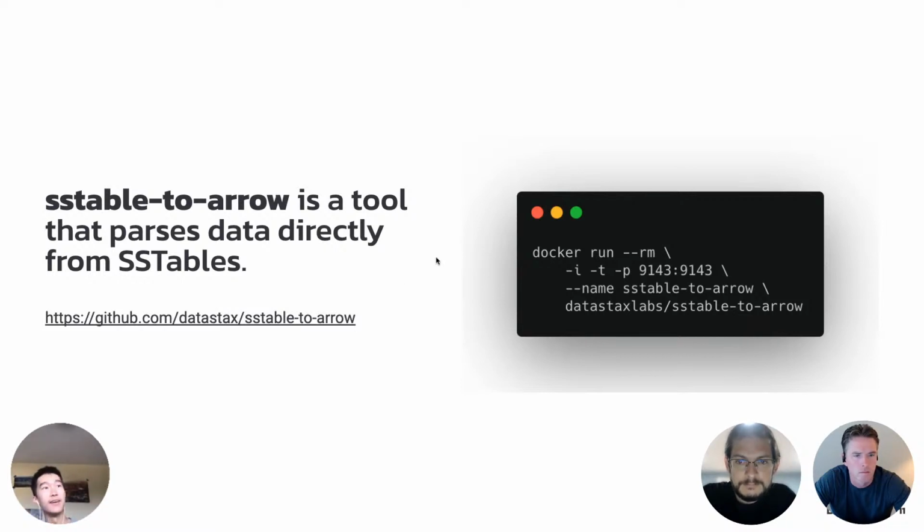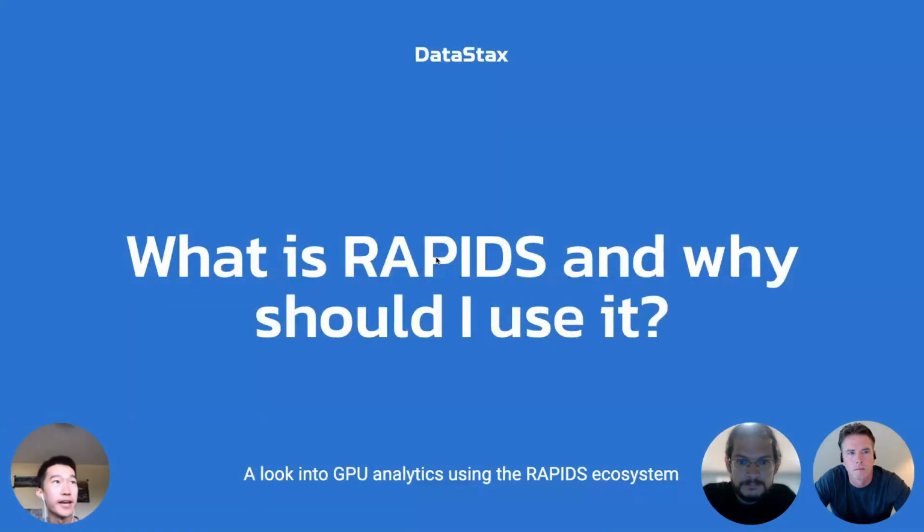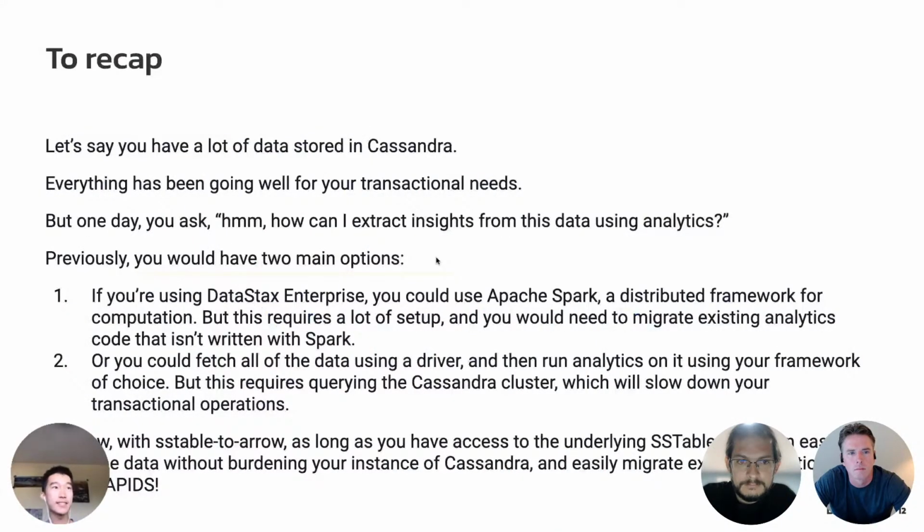So, oh, I missed the recap. Just to recap, let's say you have a lot of data stored in a Cassandra table, and everything has been going well for your transactional needs. So for example, real-time applications that are querying that table, all of that's going great. But one day you ask, how can I extract insights from this data using analytics? Previously, or you still have these, but of course, SS table to Arrow is a different option.